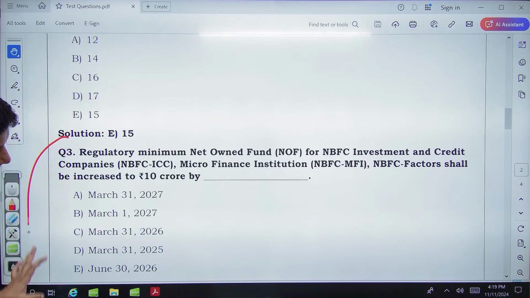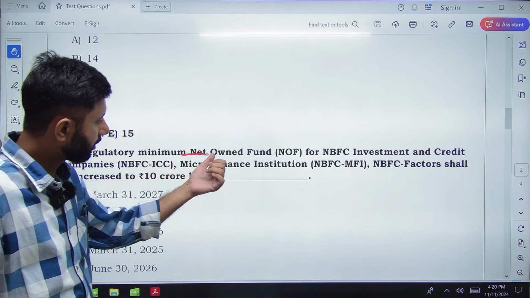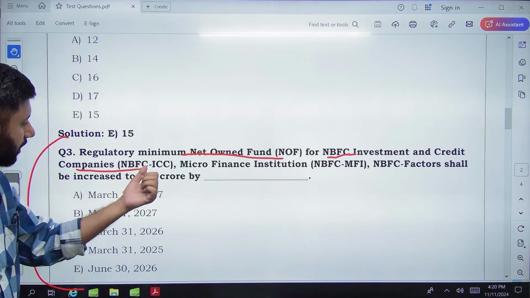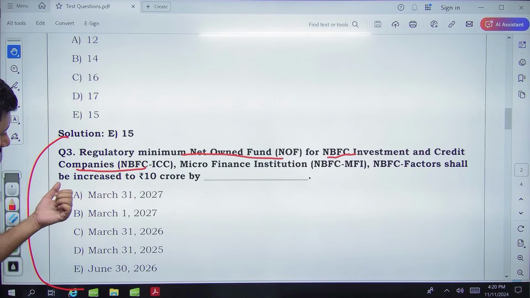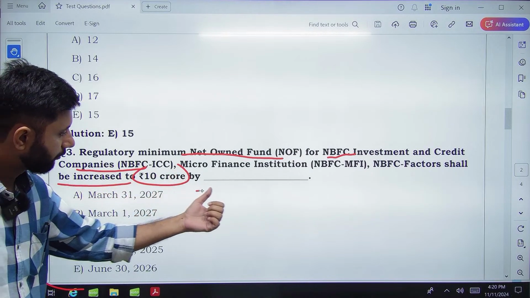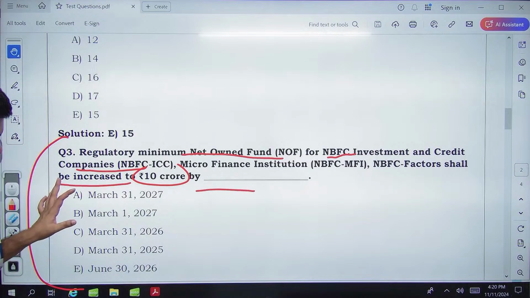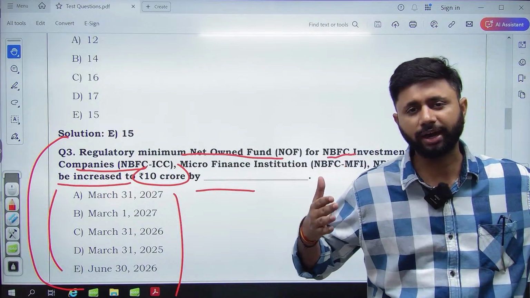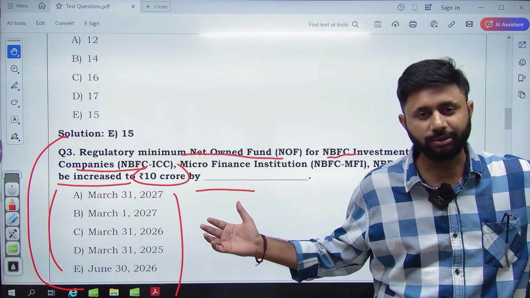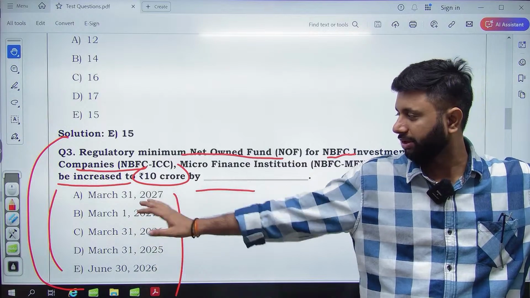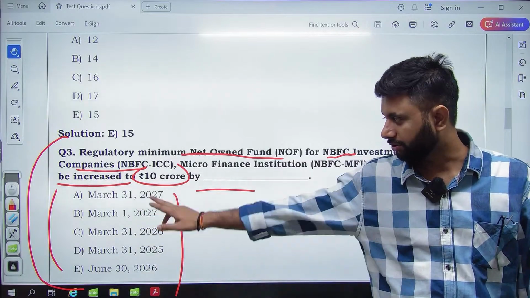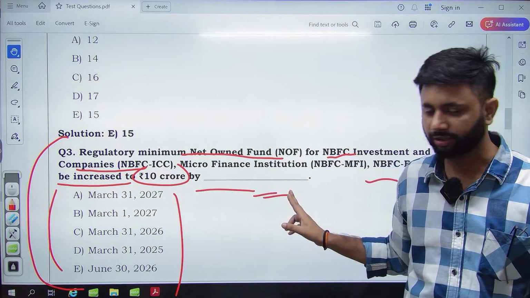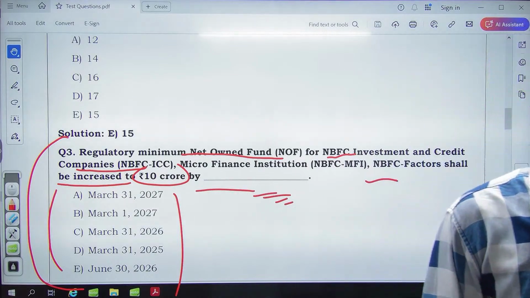So under the scale-based regulation, regulatory minimum net owned fund for NBFC investment as well as credit companies shall be increased to 10 crore by what year? So if you understand, in the scale-based regulation, obviously there was a guided path provided to all these NBFCs to achieve what is required in terms of regulation. So 10 crore ka minimum net owned fund particularly to these companies should be achieved by what year, what time period? What do you think is the correct answer?